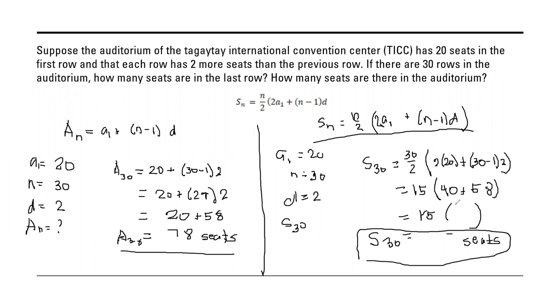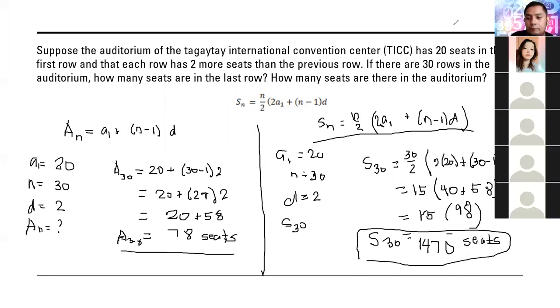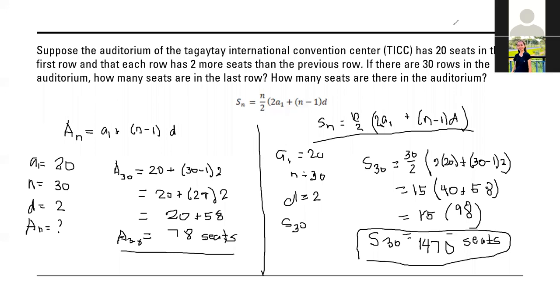So that becomes 98. Okay, 98. So that's 98 times 15. It's 1,470 seats. Okay na po tayo? Question? Nagkaintindihan po? Thank you for correcting and seeing the problem. Okay po. Thumbs up kung nakuha po.